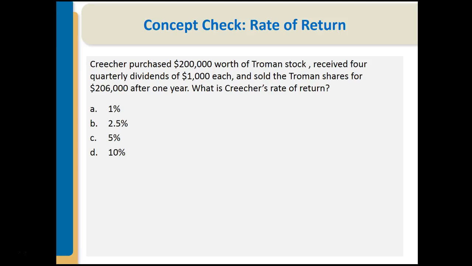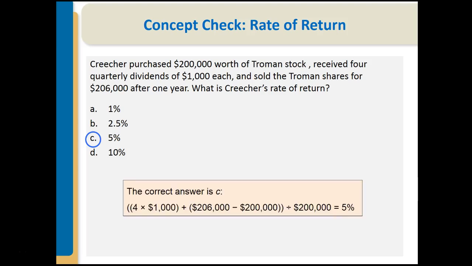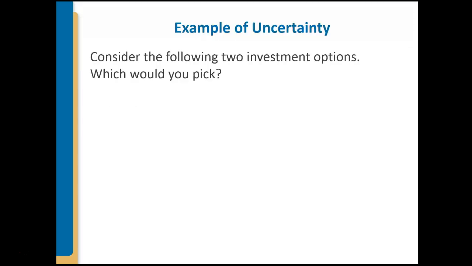So I'm going to give you a minute so you can think this one through. Hopefully you answered C, 5%. So if you take the 10,000, divide that by 200,000, you're going to get a 5% rate of return.